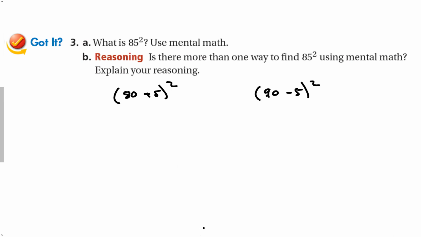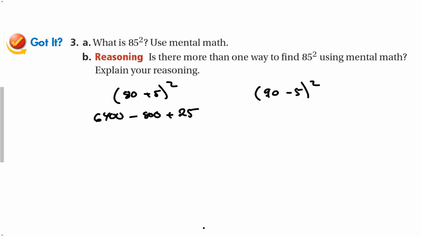So 80 squared is 6400, minus 2 times 80 times 5 is, well, 2 times 5 is 10, and then 80 times 10, that's 800, plus 5 squared.